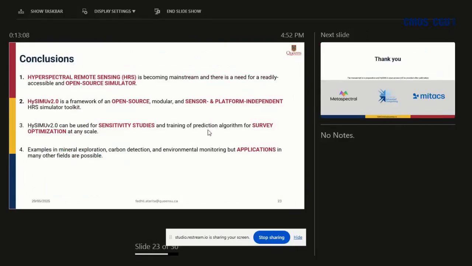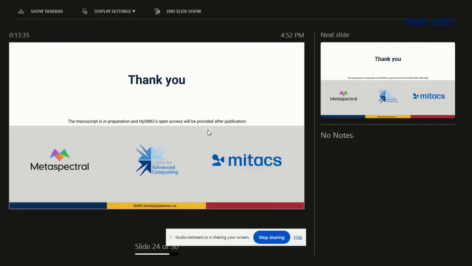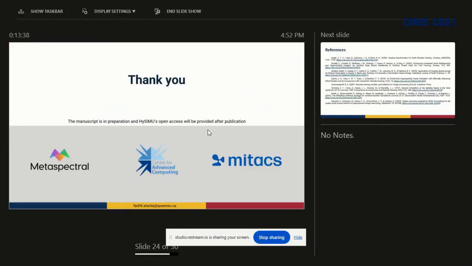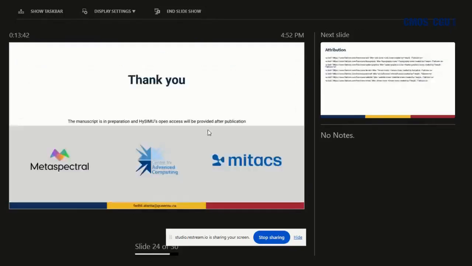In conclusion, hyperspectral remote sensing is becoming mainstream, and there is a need for an open source simulator. HiSimu is that open source simulator that we are developing. It can be used for sensitivity studies and for survey optimization, and we've shown some examples. But applications in other fields are very possible with HiSimu. That's it. Thank you. I want to thank our partners for this project.